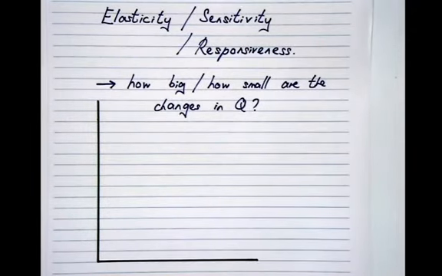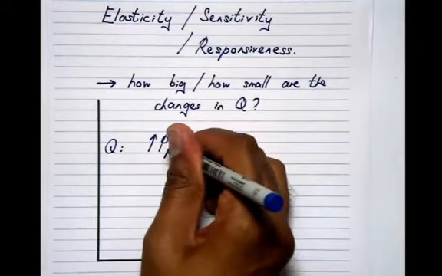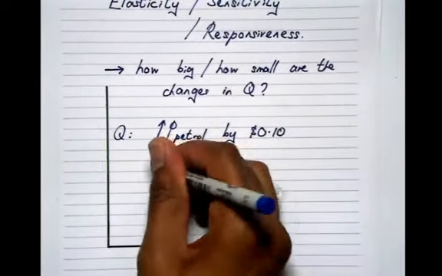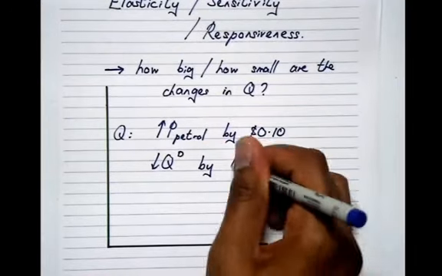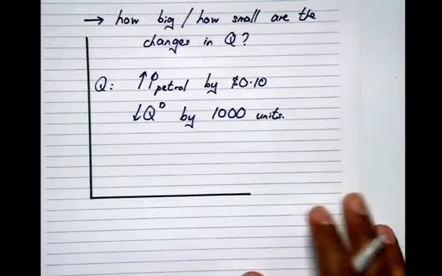So if I was to ask you, the price of petrol has risen by 10 cents and the quantity of cars pumping petrol has reduced by 1,000. Is that quite sensitive or not very sensitive? The price of petrol has gone up by 10 cents and the quantity demanded has gone down by 1,000 cars. Is that sensitive or is that not so sensitive?